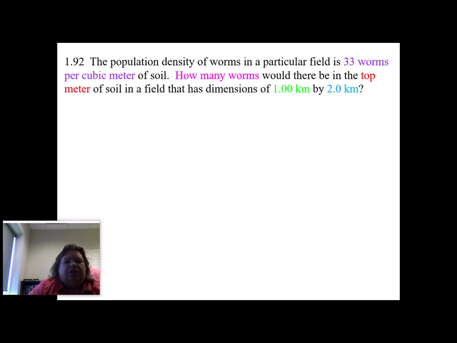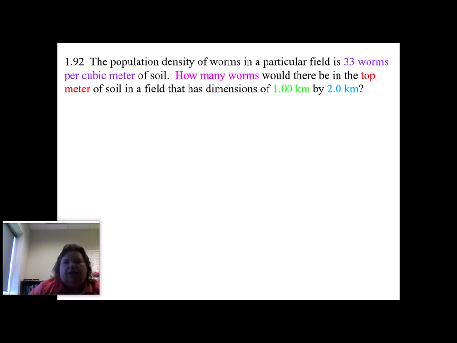The last question is from the book 1.92. It asks for the population. It says the population density of worms in a particular field is 33 worms per cubic meter. How many worms would be on the top meter of the soil in the field that has a dimension of 1 kilometer by 2 kilometers?